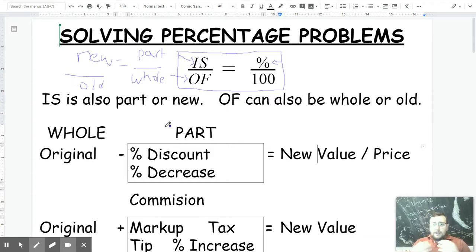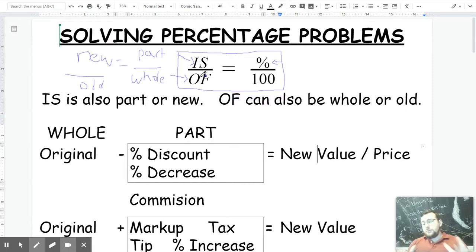Now, in a lot of percentage problems, when you think about a whole, you're going to think about the original value or the quantity that you started with. The parts are going to be things like percent discount, percent increase, commission, markup, tax, tip. Whenever you hear one of these words, that goes in the part. So all of these things will go on the top where the is goes, while the original values will go on the bottom where the of goes.